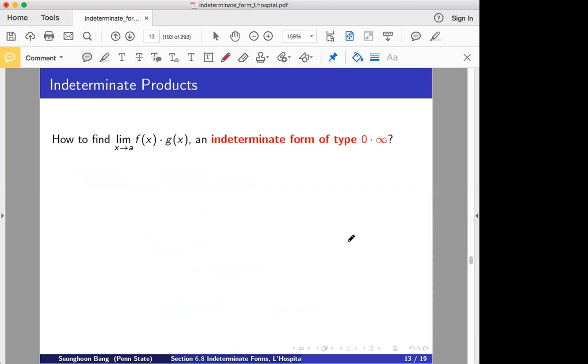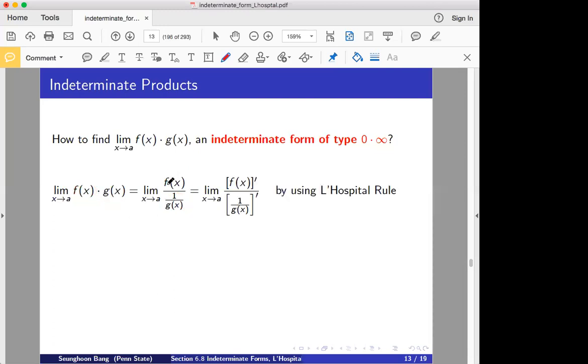Here, how to find the limit of f of x times g of x as infinity form of type 0 times infinity. One idea is the next one. You can put f of x in the numerator and g of x in the denominator by using reciprocal. What's that? This is 0 times infinity form. Top one is 0. Bottom is 1 over infinity, and 1 over infinity is 0. Exactly 0 over 0. How can you solve? You have to use L'Hopital rule. This is the idea. You can change it to the 0 over 0 form, and take derivatives like L'Hopital rule.